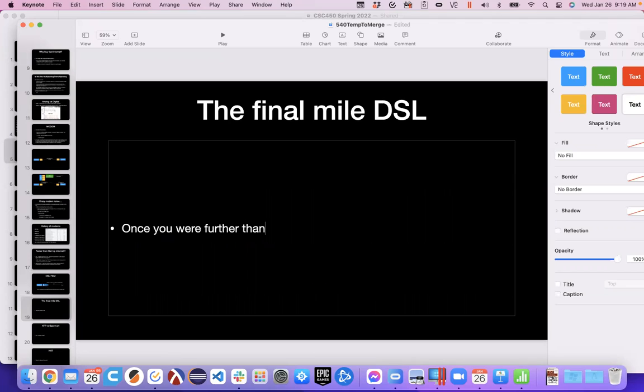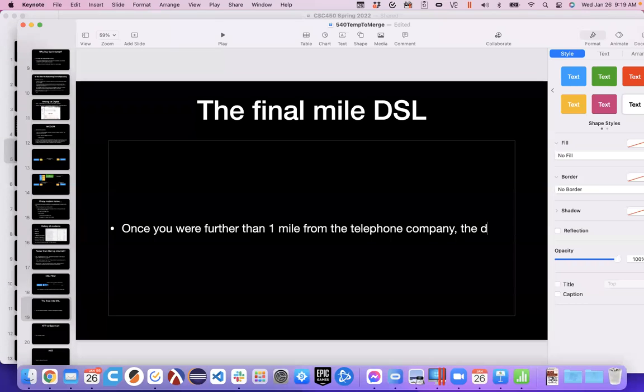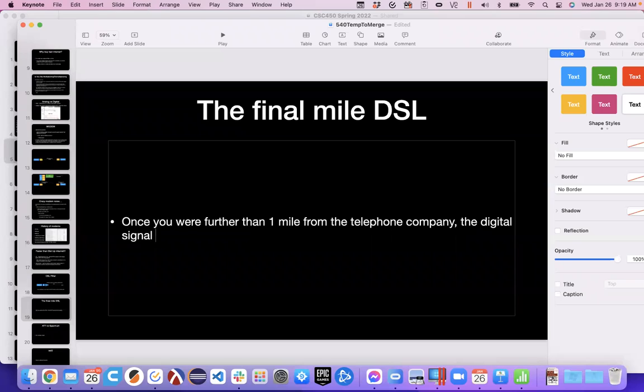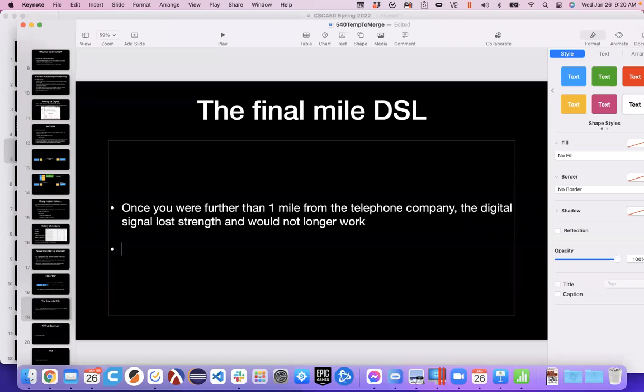Once you were further than 1 mile from the telephone company, the digital signal lost strength and would no longer work. All right, that then became kind of like the final 3 miles, the final 5 miles.